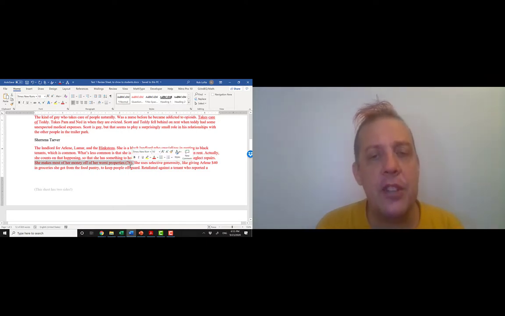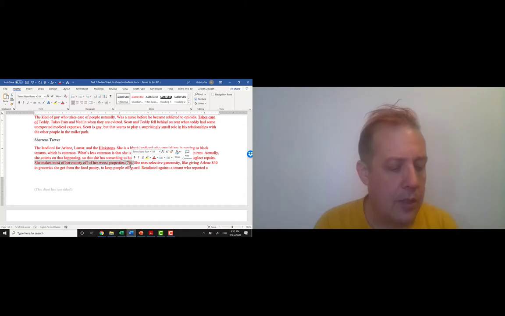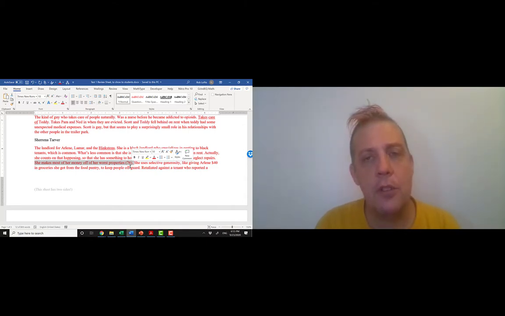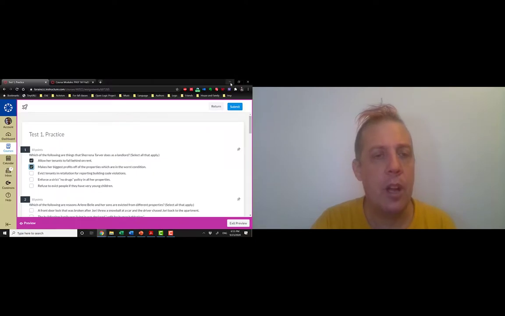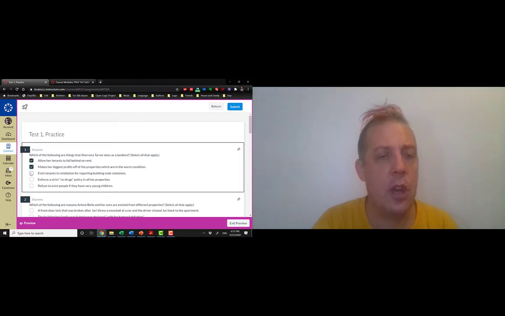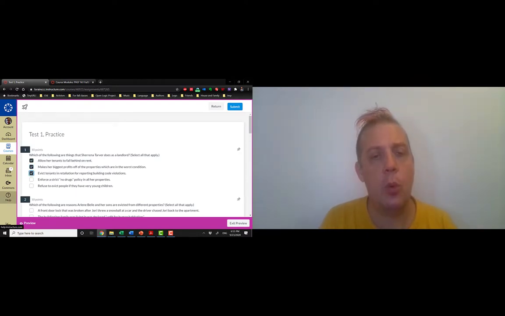That's on page 76. It's good to be keeping track of what pages information is on in your notes like this. And this is because the worst properties are the ones that she spends the least amount of money on, but she's still making the same amount of rent. All right. She evicts tenants in retaliation for reporting building code violations. Yeah, we saw this in the first chapter with the hole in the window.